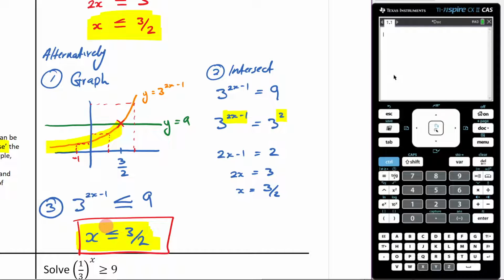So as you can see, this works, and that gave us the same as that. Both are viable ways, and I really want you to be able to go back and forth in terms of thinking about these types of questions.